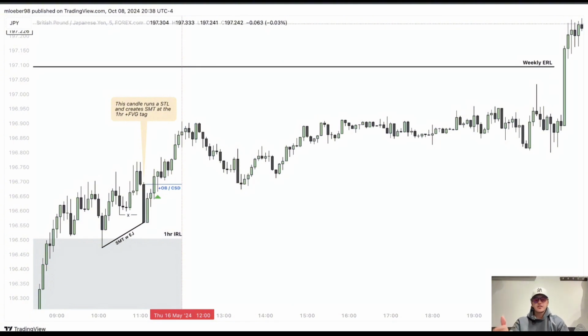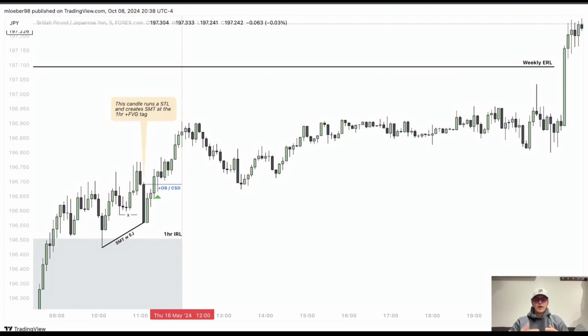Now, you guys can see here also, there were 2 entries, or 3 if you bought the SMT run or tag of the initial hourly bullish fair value gap. But let's just say 2 entries to that daily external range draw. The low risk buy, and then the reaccumulation stage of that hourly market maker buy model.